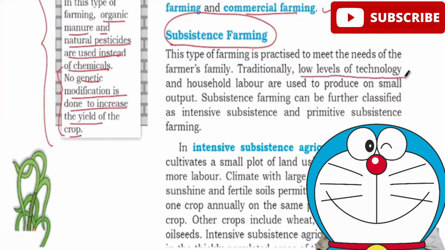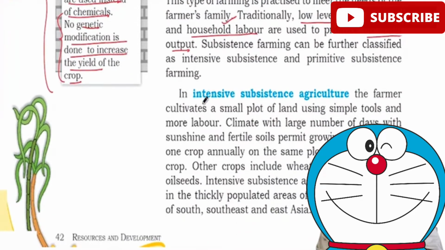Traditionally, low levels of technology. This is very important. Not much technology is used. Household labor, usually people belonging to a single family will do the labor and they have small output. This subsistence can be further divided into intensive subsistence agriculture, where the farmer cultivates a small plot of land using simple tools and more labor. I told you, when you don't use tractors and all, then you have to use more number of people or oxen and more working hours to plow the same land.